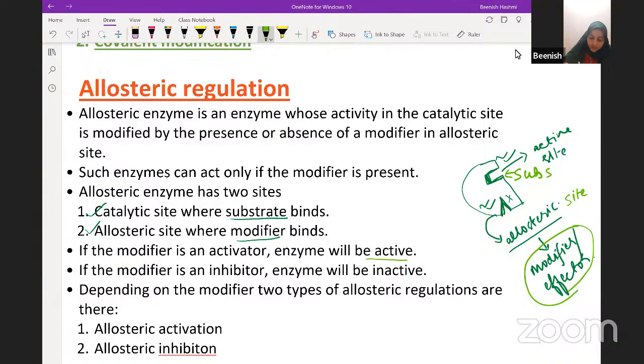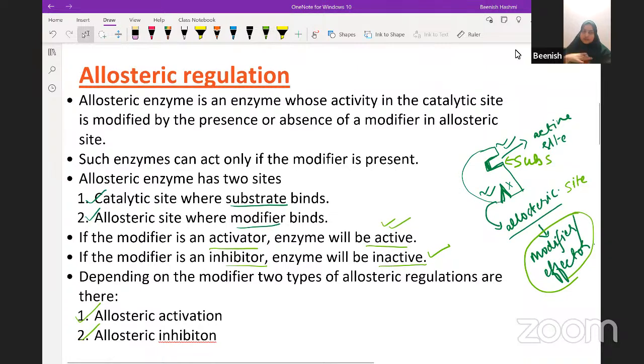Okay, so if the modifier is an activator, the enzyme will be active. If the modifier is an inhibitor, the enzyme will be inactive. So depending on the modifier, two types of allosteric regulation are there: allosteric activation and allosteric inhibition. I hope it's clear. It's really simple. I'll recapitulate it once again.